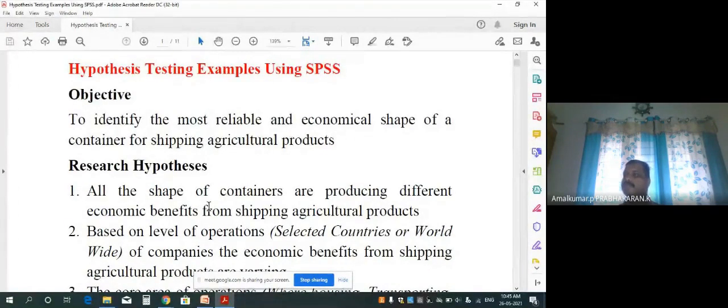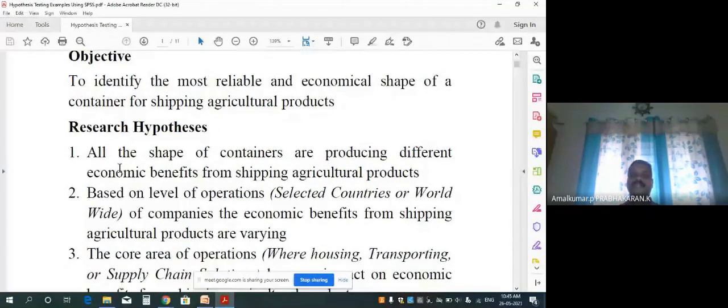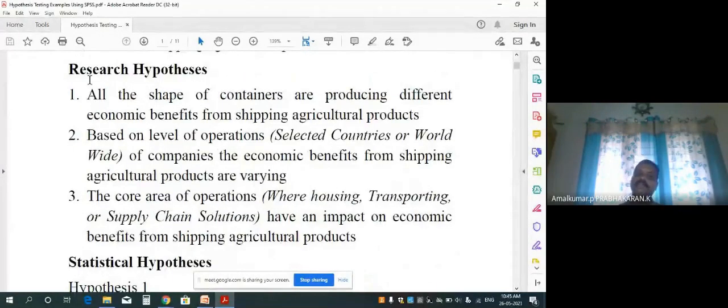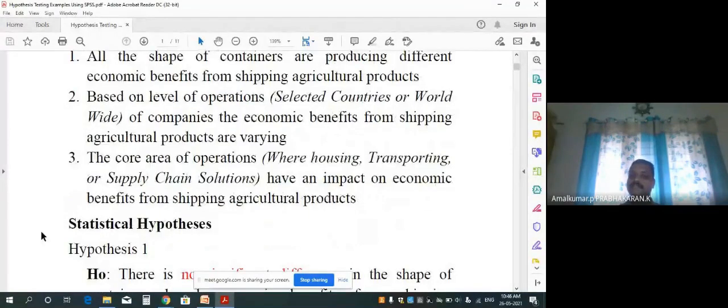These can be developed by the researcher based on the existing theories, or based on the existing available literature, or based on expert opinion, or based on the experience of the researcher. Based on that, the researcher developed three different research hypotheses. And based on these research hypotheses, the researcher again developed some statistical hypotheses. The statistical hypotheses are the statistical form of research questions.